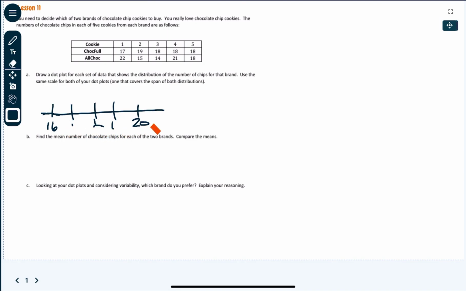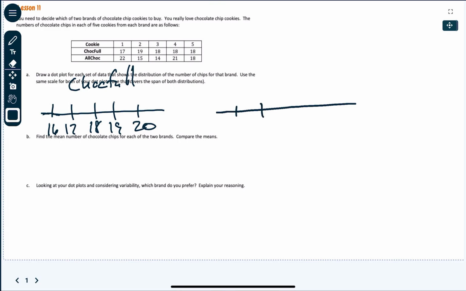Let's erase that. Get it together, Mr. Anderson. 16, 17, 18, 19, 20. And this is chalk full. Get it? Full of chocolate, right?